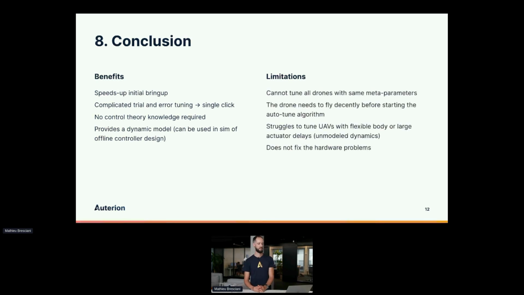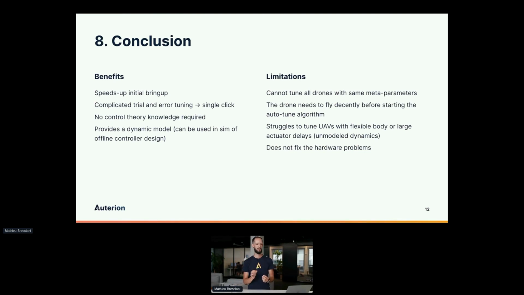The limitations: we have some meta parameters that you can set. That's usually quite understandable, like rise time or damping of the closed loop response. But those might not be exactly the same. For example, if you have a small drone or a super large one, a tiny racer or a large VTOL plane, you might need to adjust them. So you cannot just click on it and expect it to work for the whole range of drones of all sizes.